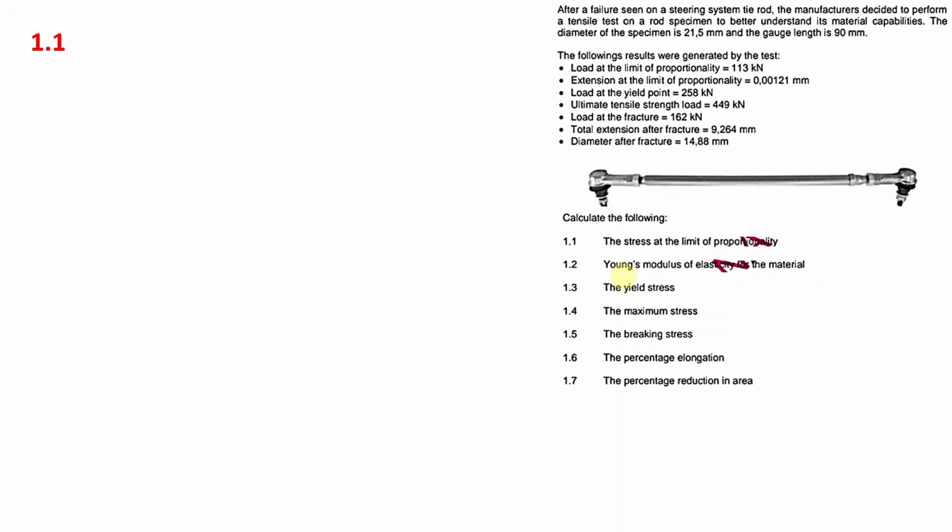For question 1.1, you need to find the stress at the limit of proportionality. You know that stress is equal to force over area. So you will need to find the force, or the load, at the limit of proportionality. LOP is limit of proportionality. You divide that by the area, and that will give you the stress at the limit of proportionality. So what is the force at the limit of proportionality? It is 113 kilonewtons. You divide that by the cross-section area of the bar. You have the diameter, so you can do that very quickly, and this is what you will get.